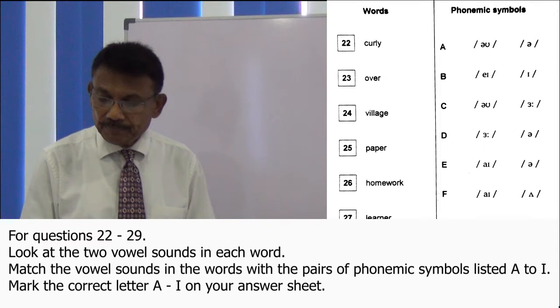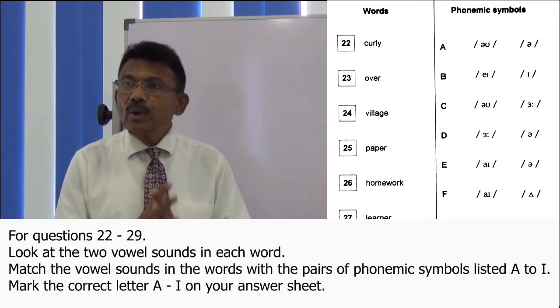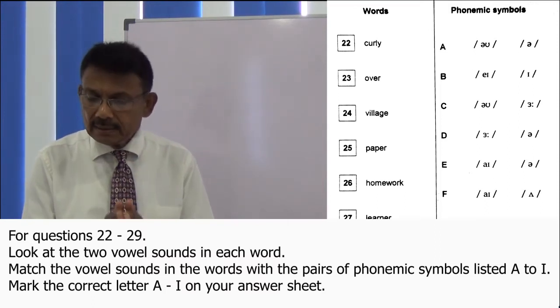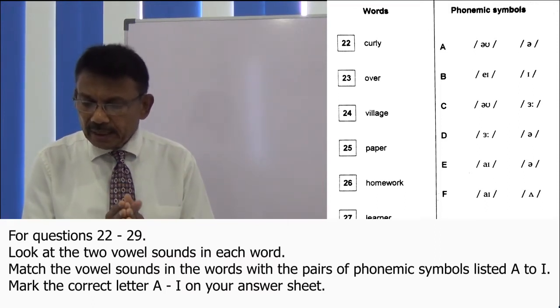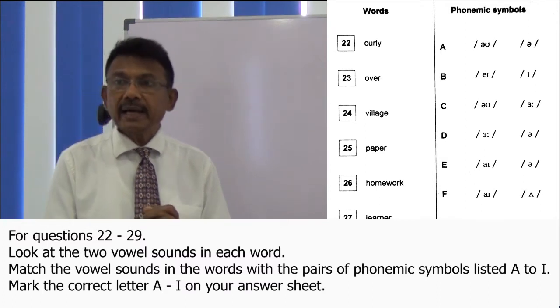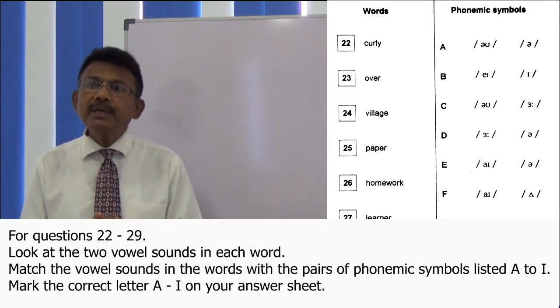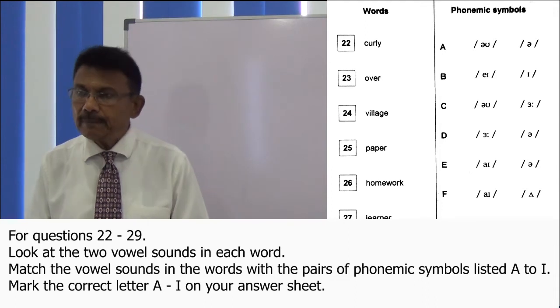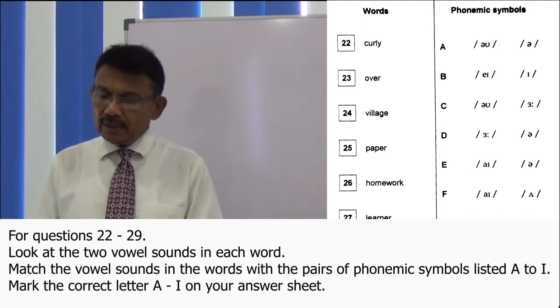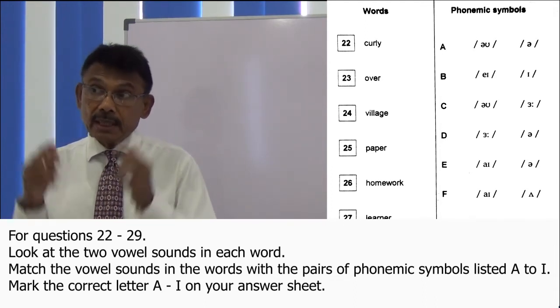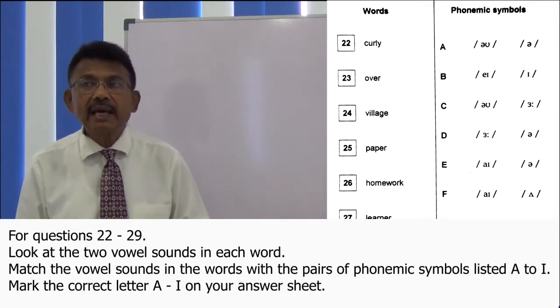Look at the 2 vowel sounds in each word. Match the vowel sounds in the words with the pairs of phonemic symbols listed A to I. Mark the correct letter on your answer sheet. Now let's come to questions 22 to 29. This is totally based on phonology. You must have the phonemic symbols in your mind to answer a question like this.